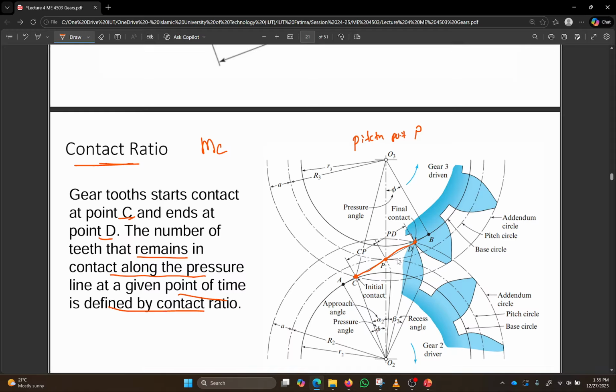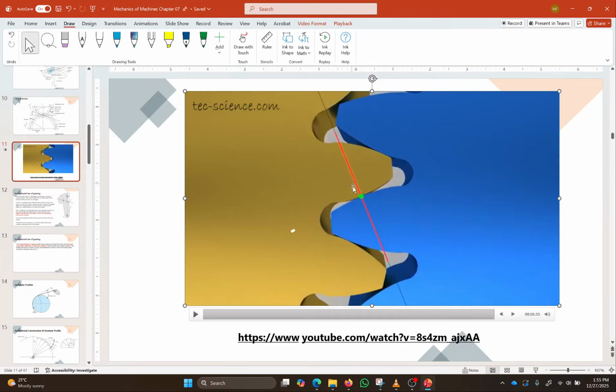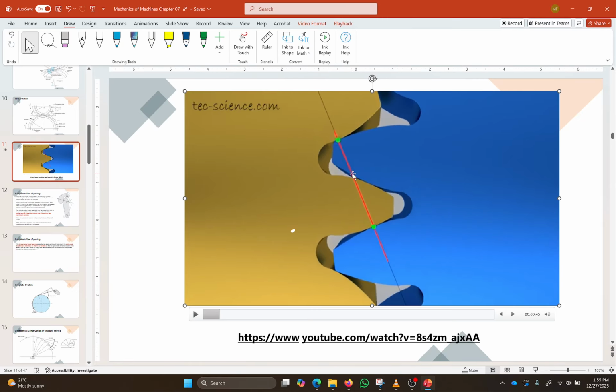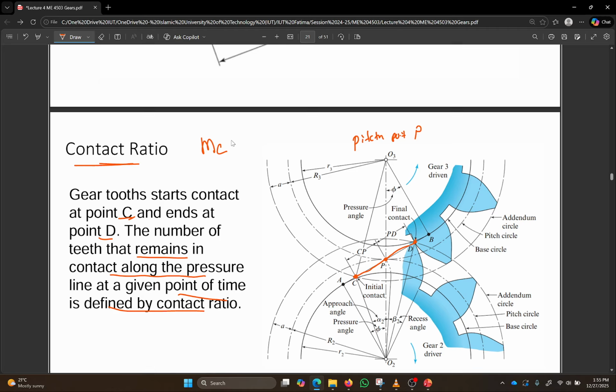Now, I told you from C to D is the length for which the teeth remain in contact. However, if you notice, at this instant, this tooth is in contact and this tooth has just started contact. At this point, aren't there two teeth in contact simultaneously? This is called contact ratio. Contact ratio states at any point how many teeth are in contact.